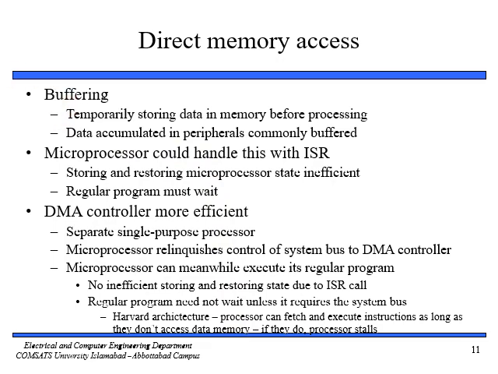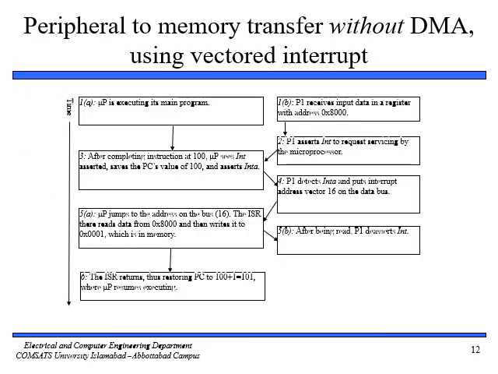Let's move on to the next slide. In this slide we will check, for example, a peripheral to memory transfer. We need to transfer some data from peripheral to memory without direct memory access. So we are going to use vector interrupt. We know that in vector interrupt, the microprocessor is executing its main program. In step 1, P1 receives input data in a register with address 0x8000. Then in step 2, P1 asserts an interrupt to request servicing by the processor.